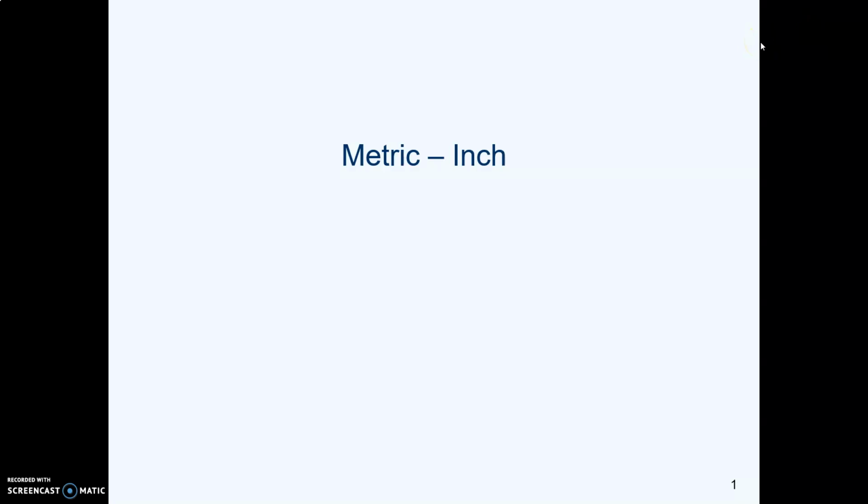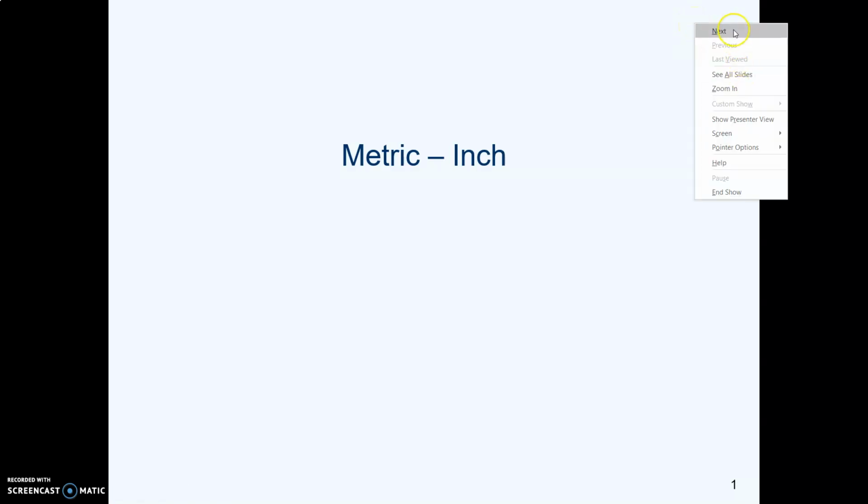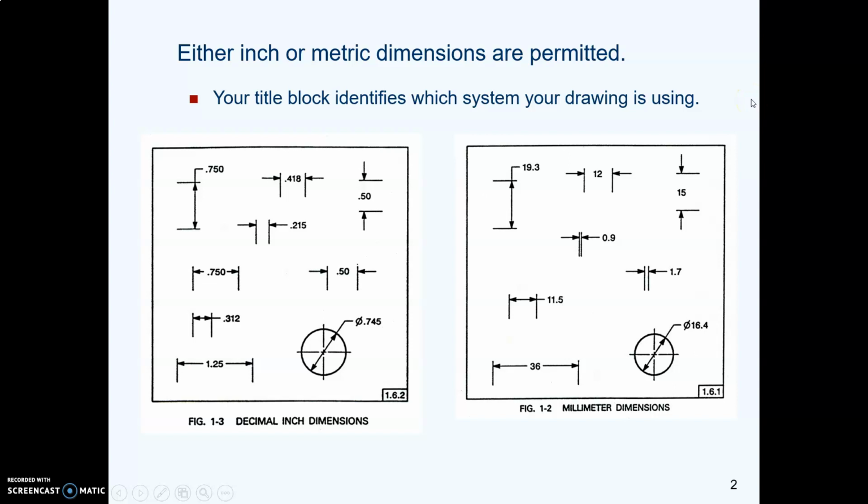Let us see what ASME has to say about inch dimensions and metric dimensions. First of all, ASME says that we are allowed to use either one, and in fact, these two pages are out of the ASME standard. So one is equally as good as the other. It just depends on what your company chooses to do and maybe who the ultimate user of your drawing will be.